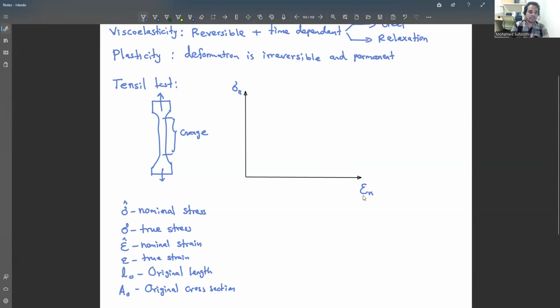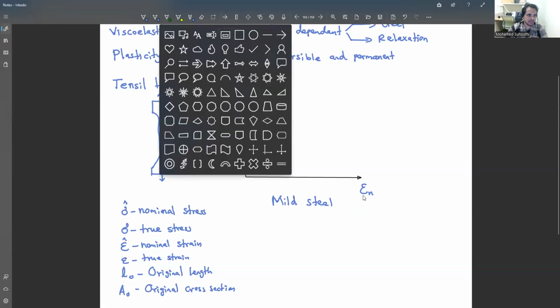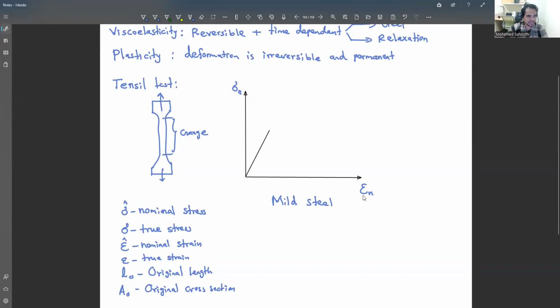Now initially I'll take the example of mild steel. For mild steel, you know how this graph will come. Initially in mild steel, you will get a linear variation between stress and strain. So we'll get this linear variation until one point. This point I'll take as A double dash.